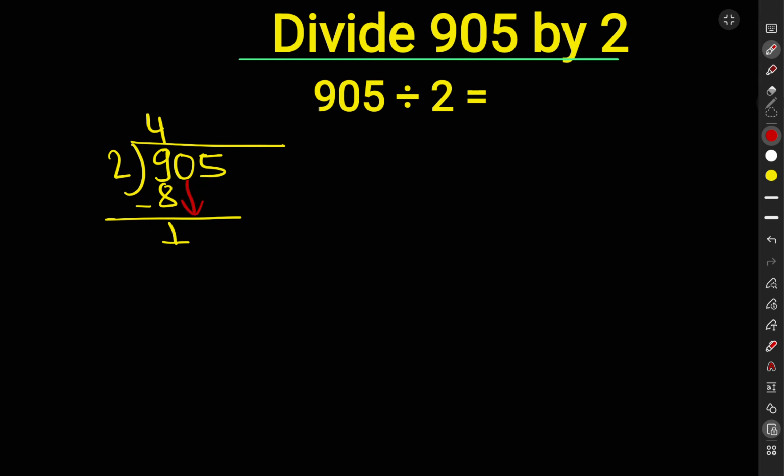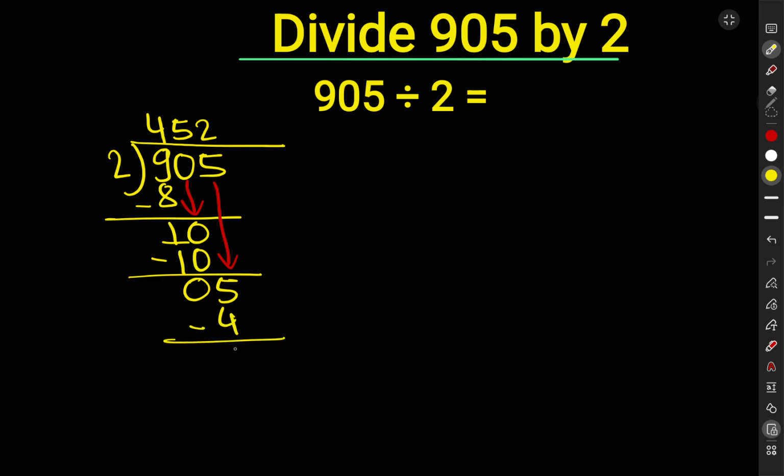So now we put down this 0 and it is 10. So 2 times 5 is 10. On subtracting we get 0. So again we put down this 5 and 2 times 2 is 4. On subtracting it is 1.